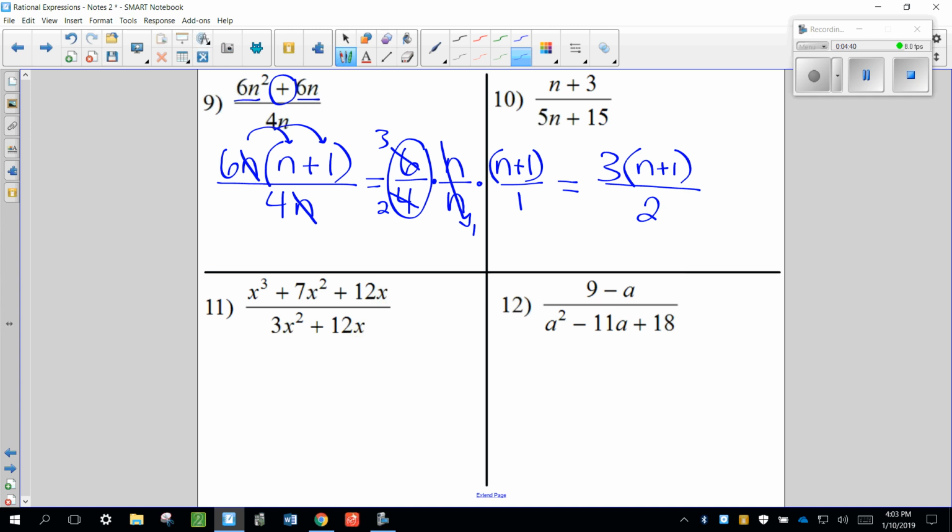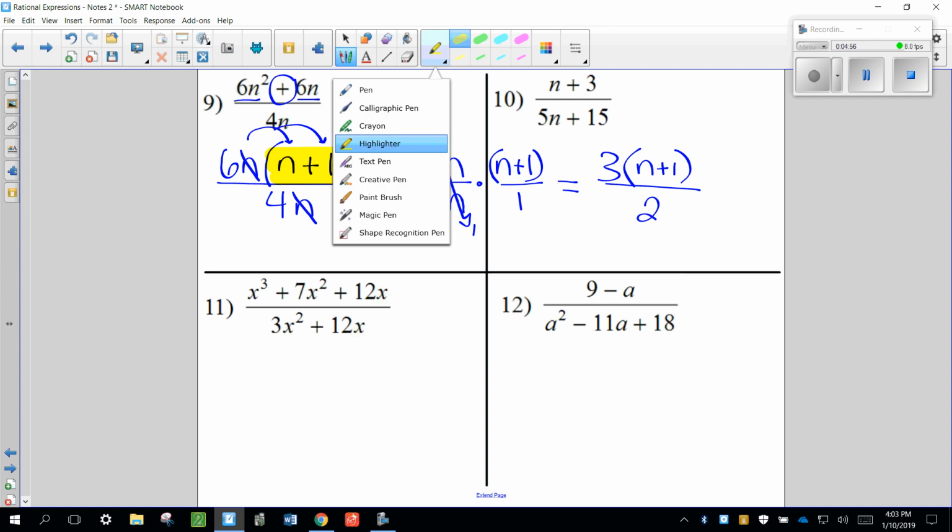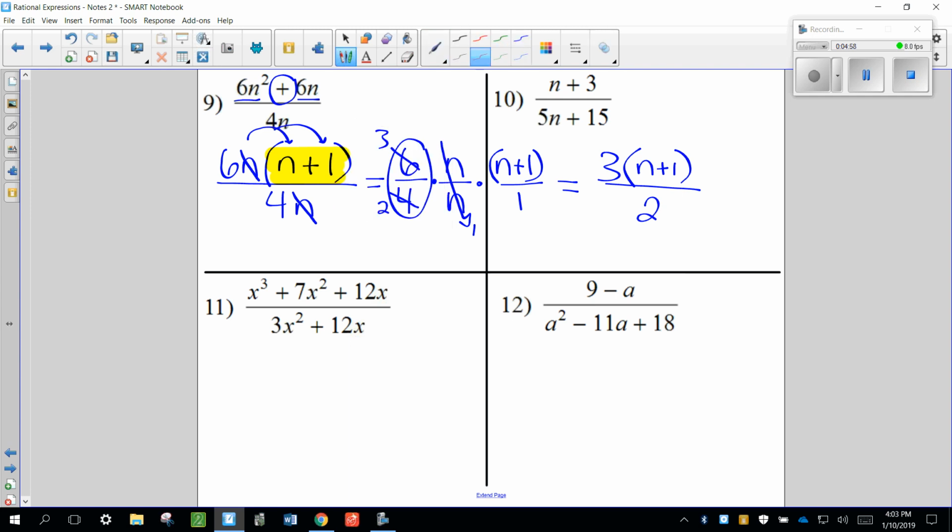So we do have a plus sign. Let's get that highlighter back out. We do have a plus sign in here, but what we have is an entire term or an entire factor. So you're looking for a factor, the entire factor, not just an n. So you couldn't just look at this n because it's not the entire factor. This one is. That's the entire factor there.